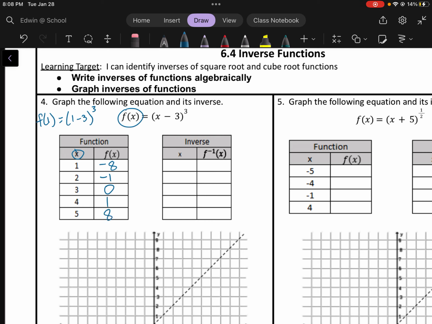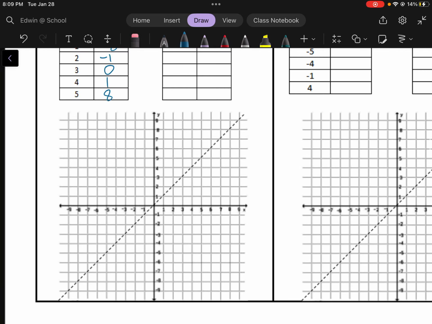Finally, we can continue the pattern with 8 on the other side. 5 minus 3 is 2. To the power of 3 is 8. All of that gives us points right here. So we have this one down here. We have the negative, or the 2, negative 1. We have the 3, 0. The 4, 1. And then the 5, 8.